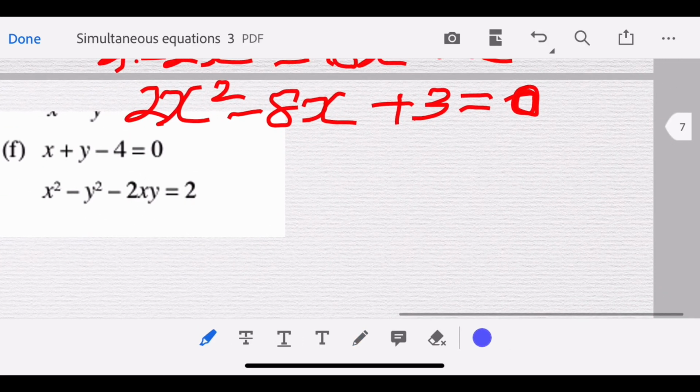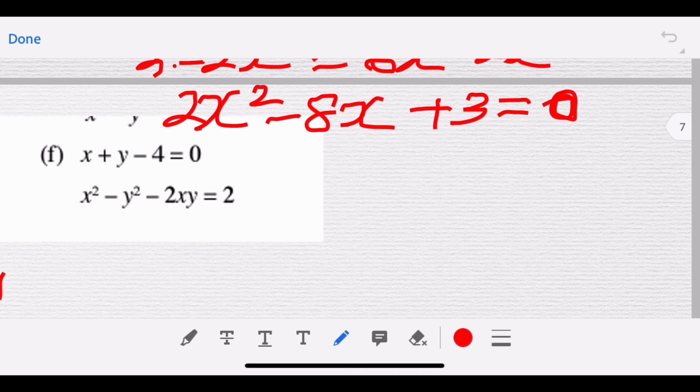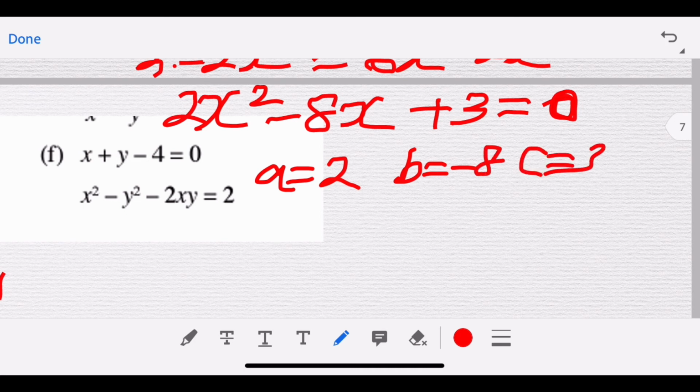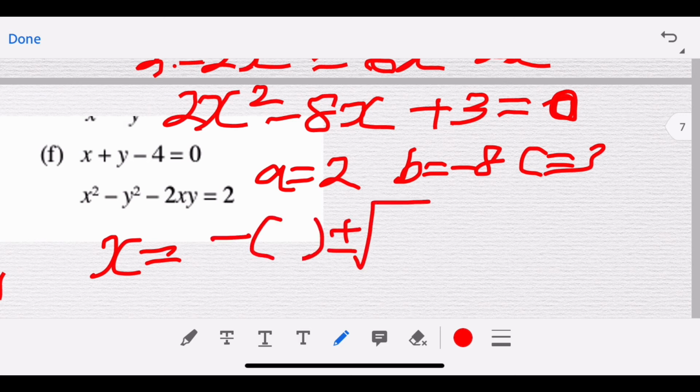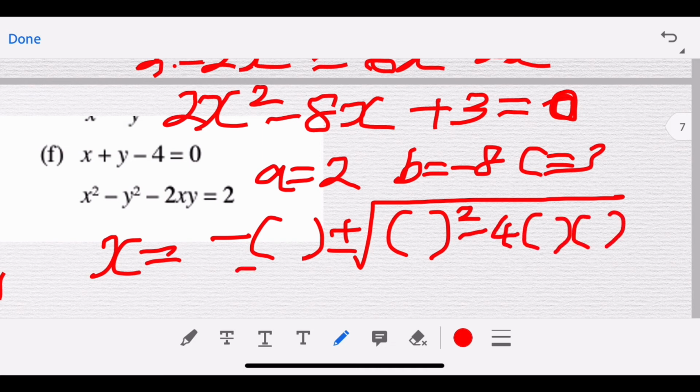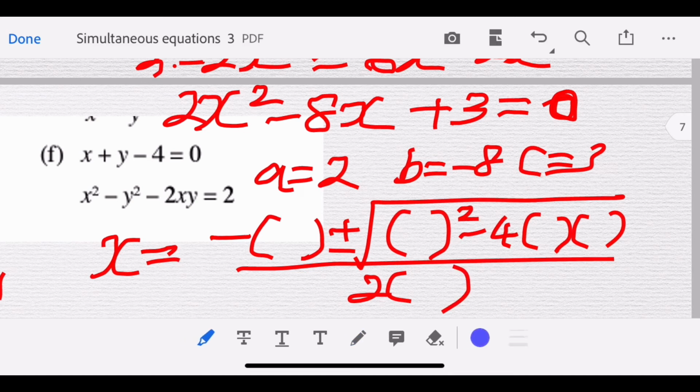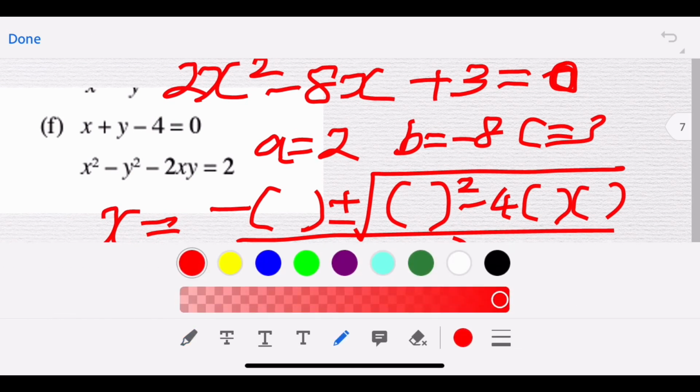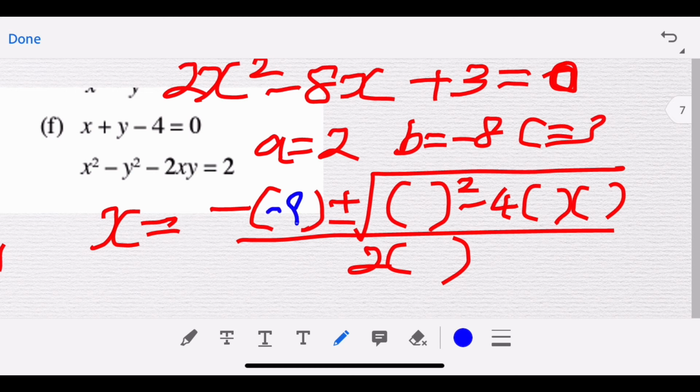Now I think for this one we will have to use the formula. So a is 2, b is negative 8, c is 3. Because if you press the calculator you get decimals, in this case you have to use the formula: x equals negative b plus minus the square root of b squared minus 4ac, over 2a. That's how you write down the formula. Then you substitute the values carefully like this.